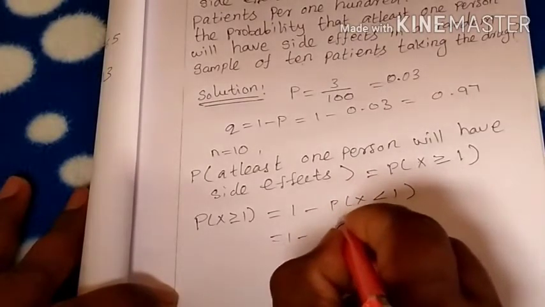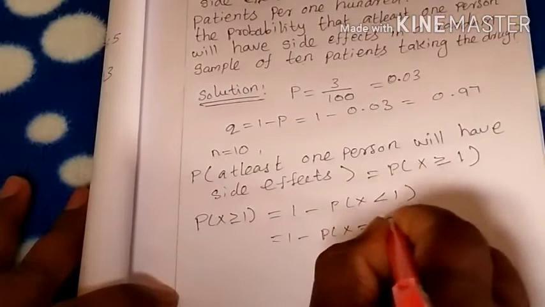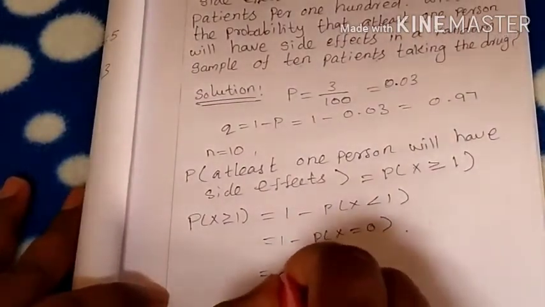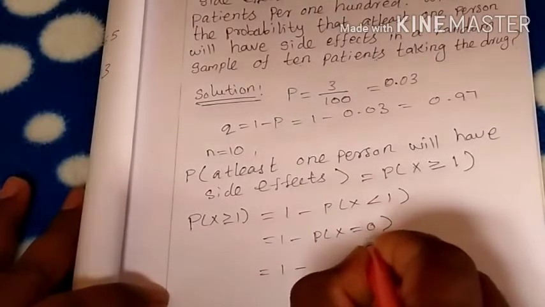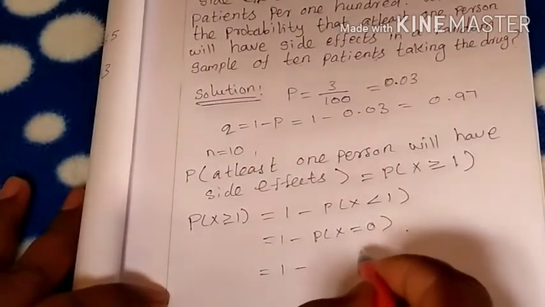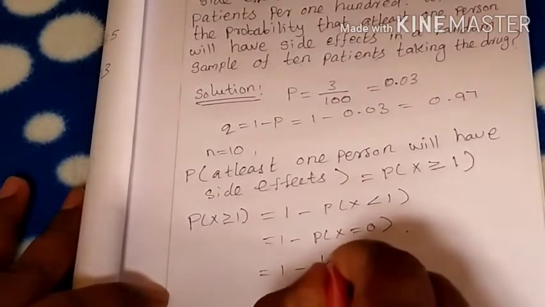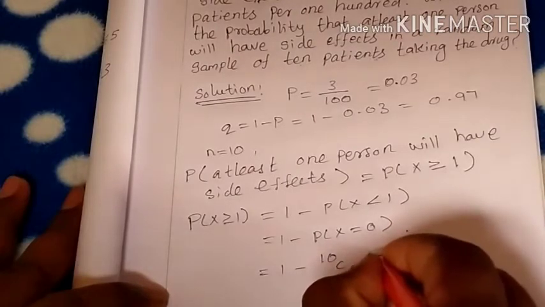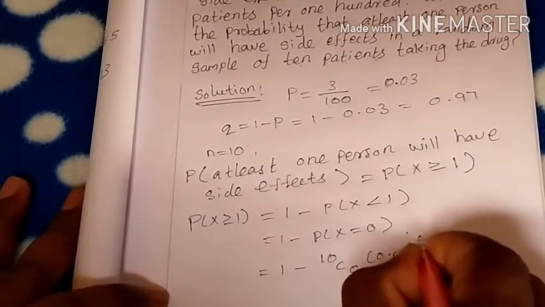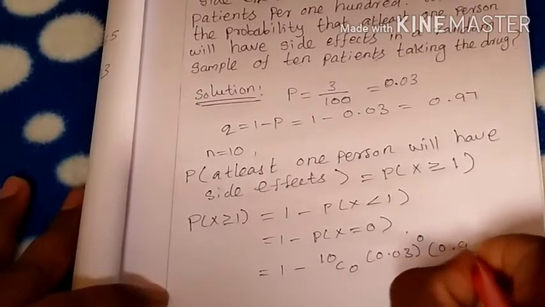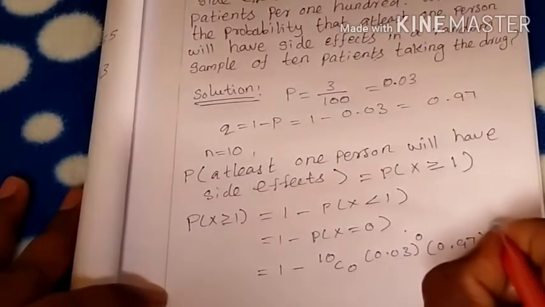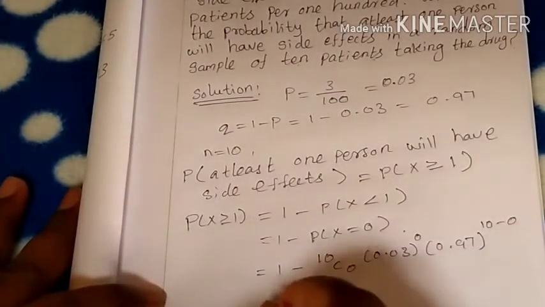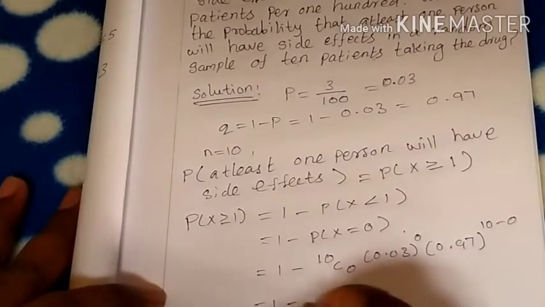Then 1 minus P of x less than 1 means below 1, so only the binomial distribution at 0. So P of x is equal to 0. Using the binomial distribution, the formula is nCx p power x q power n minus x. So n is here 10, C x is 0, p is 0.03 power x is 0, then q 0.97 power n minus x, n is 10 minus x is 0. Understood?